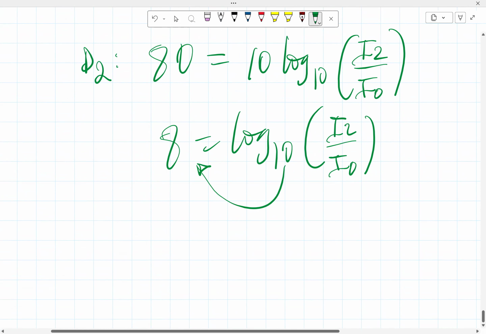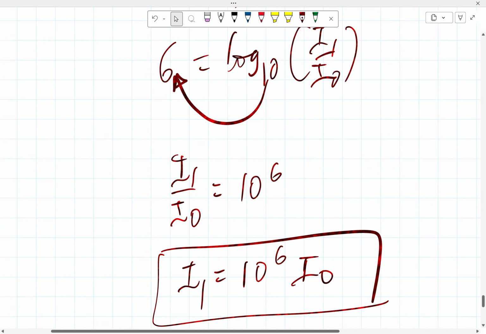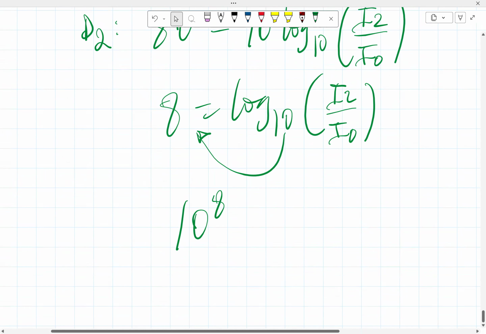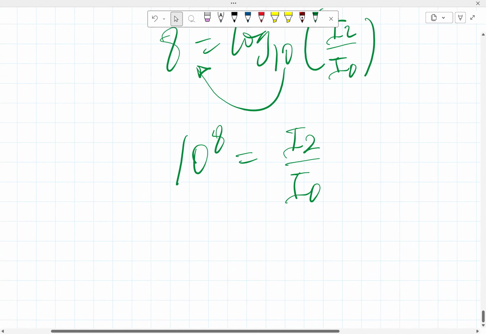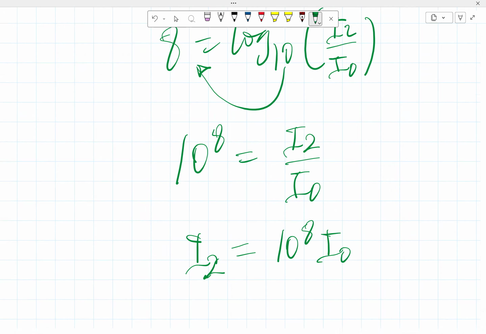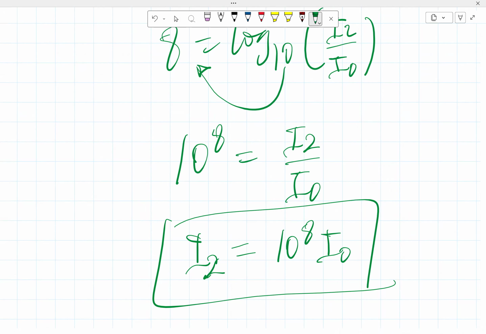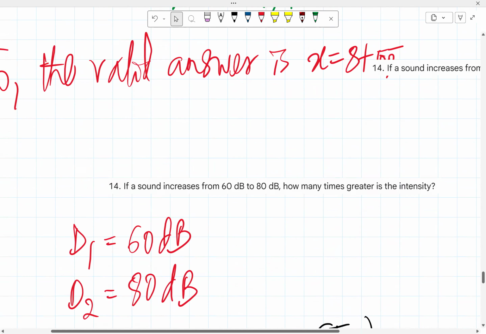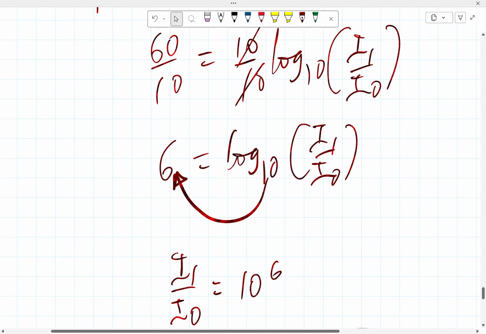So we have 10 raised to power 8 now. So this was 10 raised to power 6, and 10 raised to power 8 equals I2 over I naught. So again, we have I2 to be 10 raised to power 8 times I naught. So we have that too. So the question we are answering is how many times greater is the intensity?